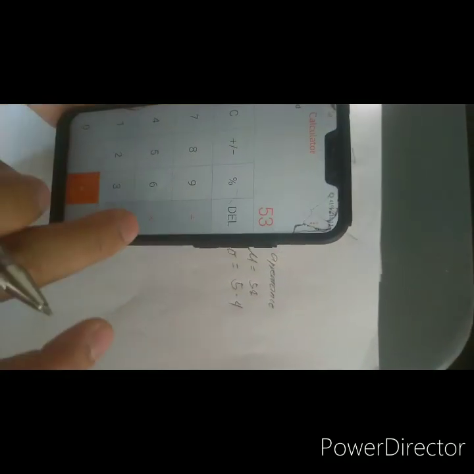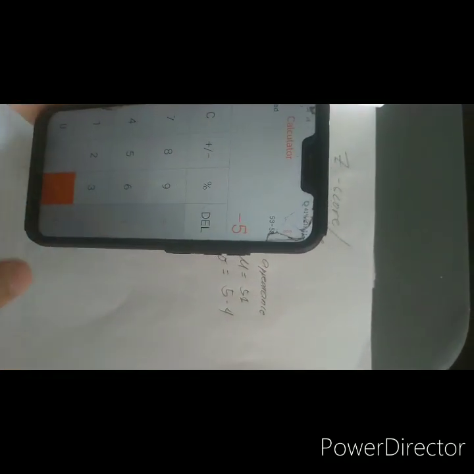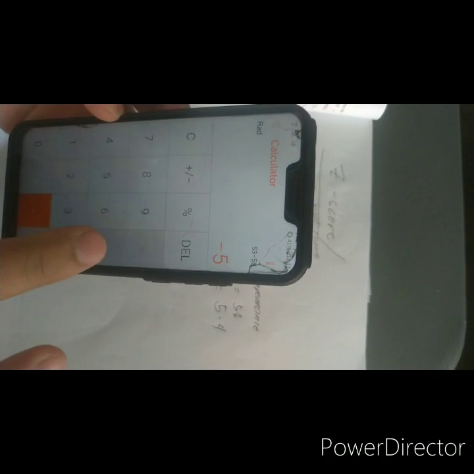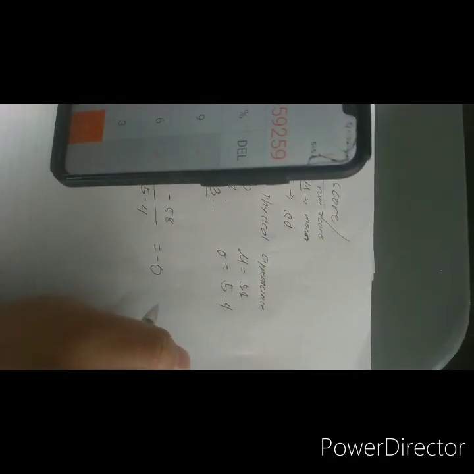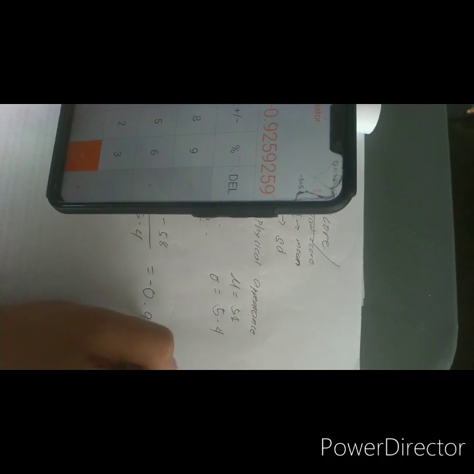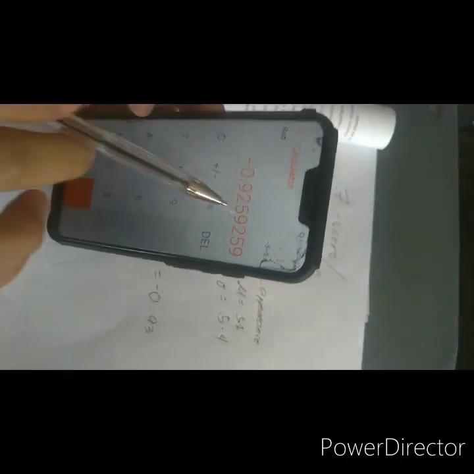So we have 53 minus 58 equals -5, divided by 5.4. You got -0.93, two decimal places. Okay, so 0.93. So we got a negative. What does that mean?